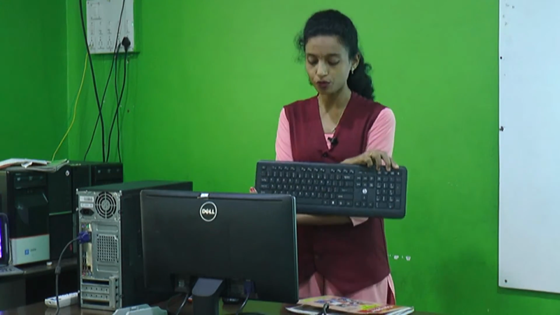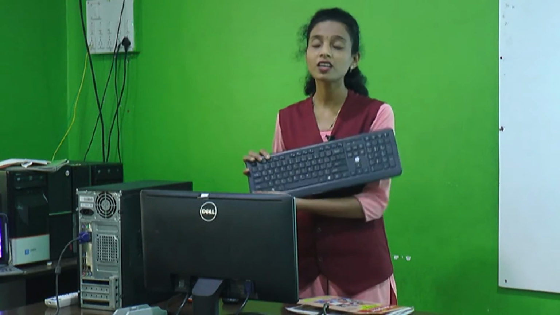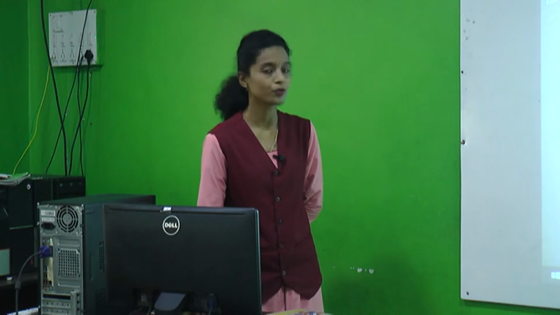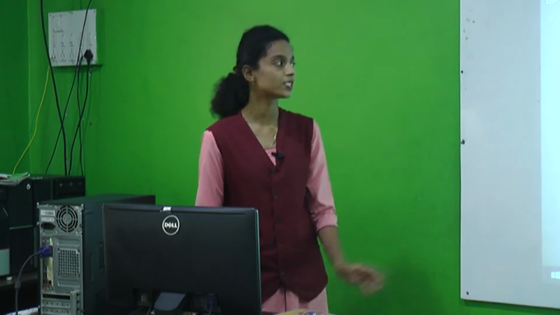If you want to write anything, then we use the keyboard. A keyboard has different keys: alphabet keys, letter keys, function keys, special keys. And what is this? Good. It is a mouse. If you want to point at anything, then we use the mouse. These parts together are called a desktop computer. We will see the details here.